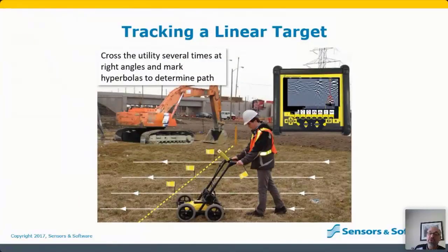Anyone who has used GPR for utility locating was taught or quickly discovered that the best way to detect utilities is by crossing them at 90 degrees. When you cross a utility at 90 degrees, or perpendicularly, you will see a hyperbolic response on the screen. And if you collect a number of parallel lines and mark the top of the hyperbolas, you can follow the path of that utility. And so in this case, you can see that the operator is putting flags in the ground to mark the path of the utility as he crosses it over and over again.